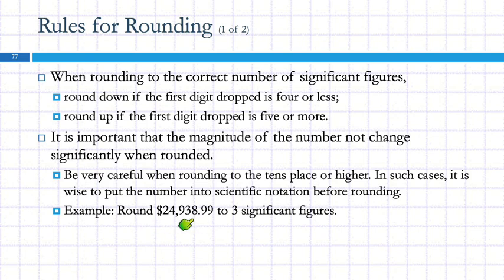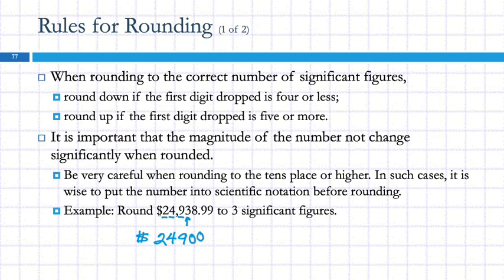So let's say this is the price of a car, maybe. $24,938.99. We're going to round this to 3 significant figures. So 1, 2, 3. I'm going to keep 3 significant figures. And then I'm going to look at the next digit to decide whether I round it up or down. Well, that's less than 5. So is that $249? No. I'm rounding to the nearest hundreds place, right?